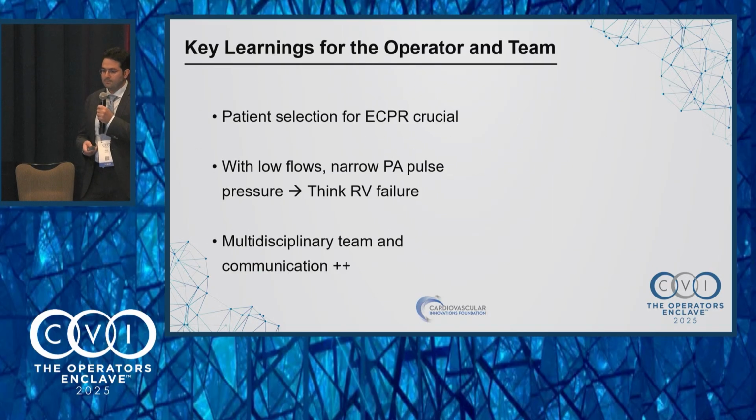So key learnings from the operator and the team. So patient selection for E-CPR, 70 to 75 is always a tricky age range. The second point is with low flows and narrow PA pulse pressure or failure of improvement of PA pulse pressure, think of RV failure, and multidisciplinary team and communication between team members, but also very important with family members to set expectations is always very important. Thank you.